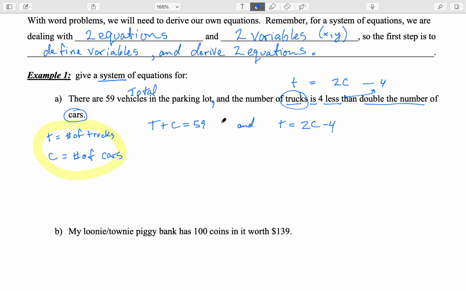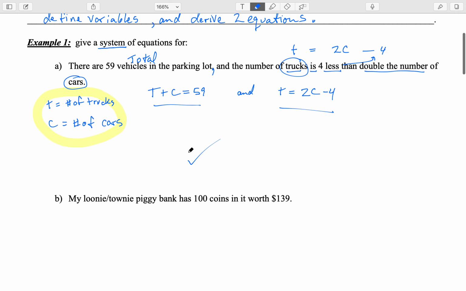Now, we haven't rearranged this into y equals mx plus b form, because we're not actually graphing this. We're just giving the system. So there's one equation, there's the other one, and there's my variables. I'm done. That's all I have to do. I'm not actually solving this one. It just said give the system. Okay, let's try another one.